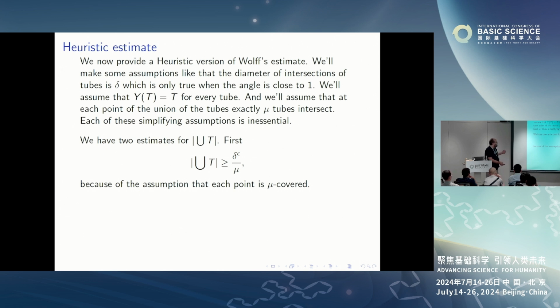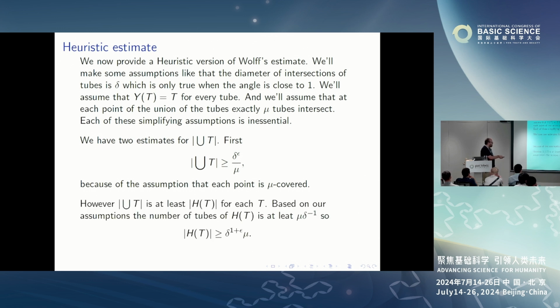So I'm going to pretend that at every point the same number of tubes are intersecting, and that number of tubes that is intersecting is going to be called mu. And from that, we're going to get two estimates for the union of the tubes. One estimate is that we just take the sum of the measures and we divide by mu, and it has to be at least that because each point is covered only mu times. That's why we get to divide by mu.